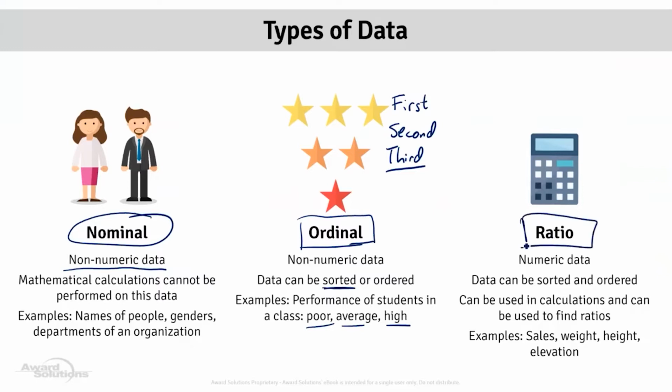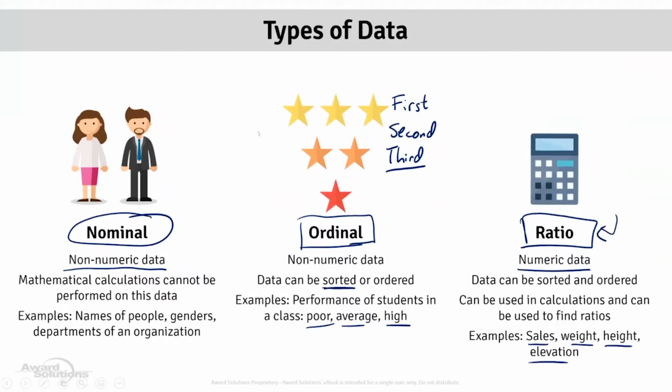Ratio, which is really everything else. It's really what we think of as just this numeric data. It can be sorted. It can be ordered. You can do math on it. You can have this as integers, or you can have them as real numbers. Some examples: sales, height, weight, elevation, number of employees, number of people who voted, number of people that are between ages of 18 and 25. So anytime there's a number, anytime that I can do math, that's going to be a ratio.